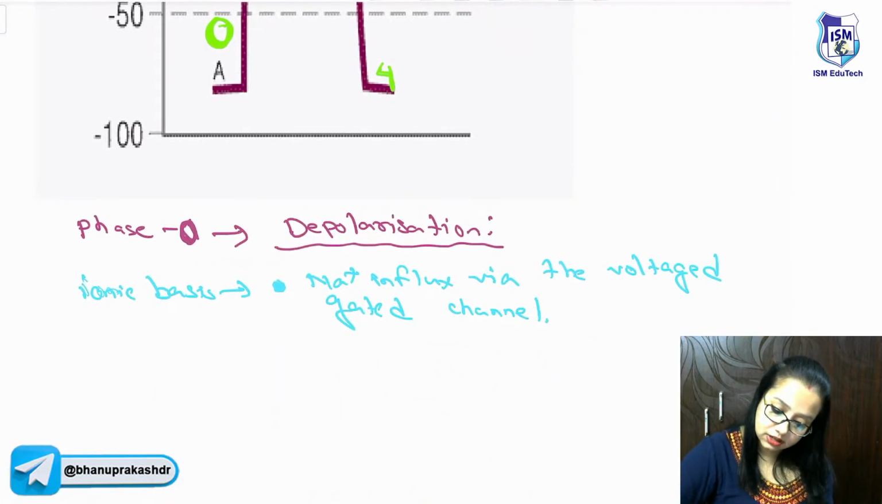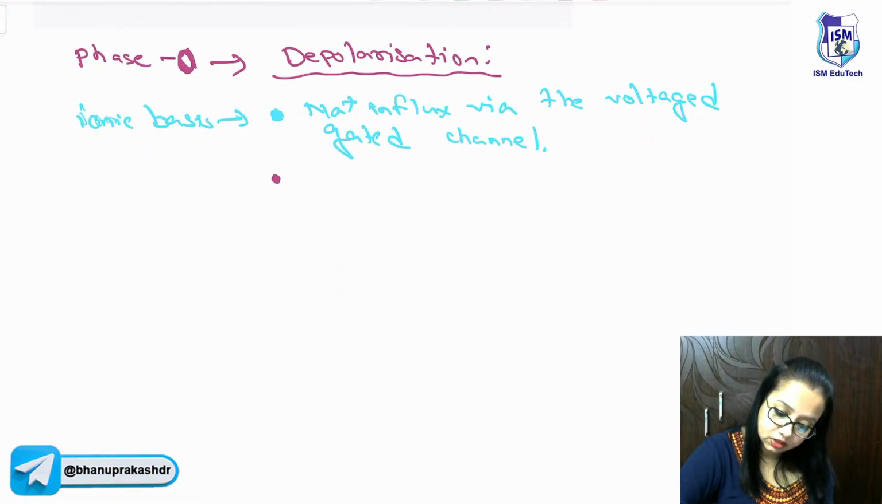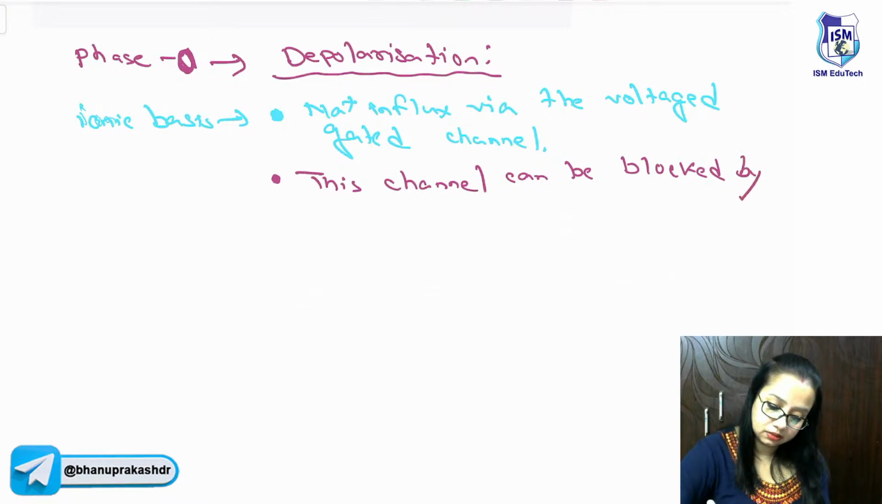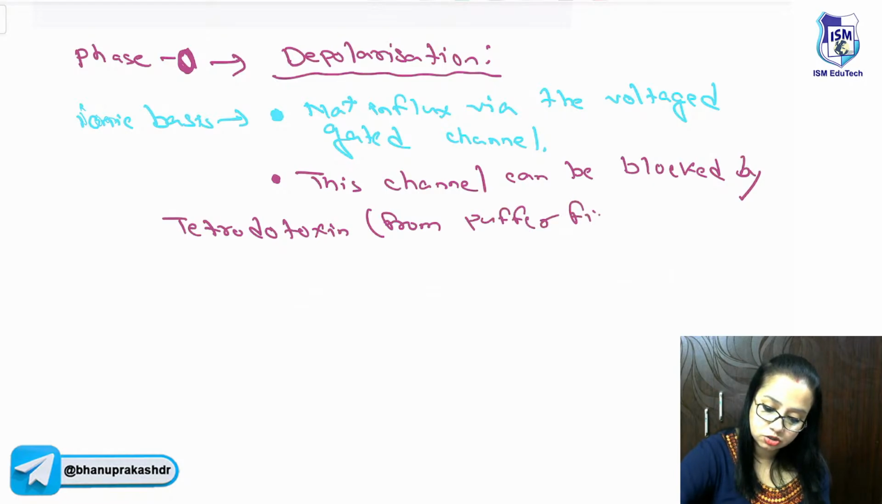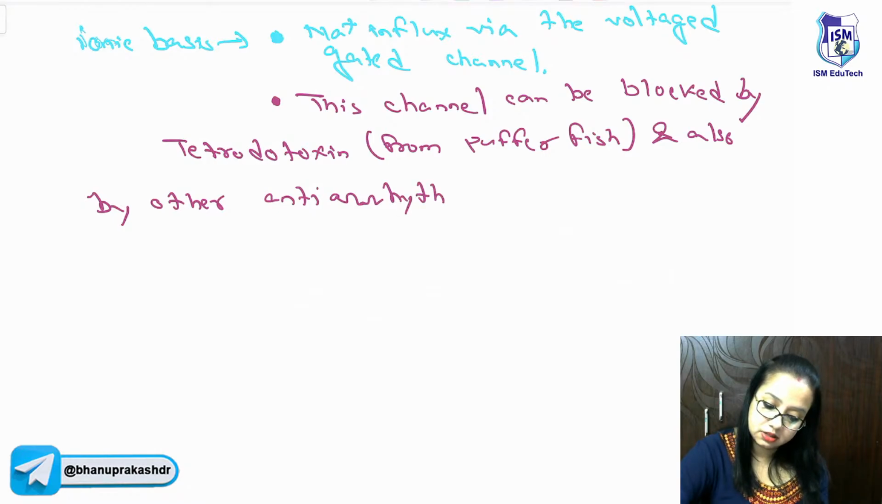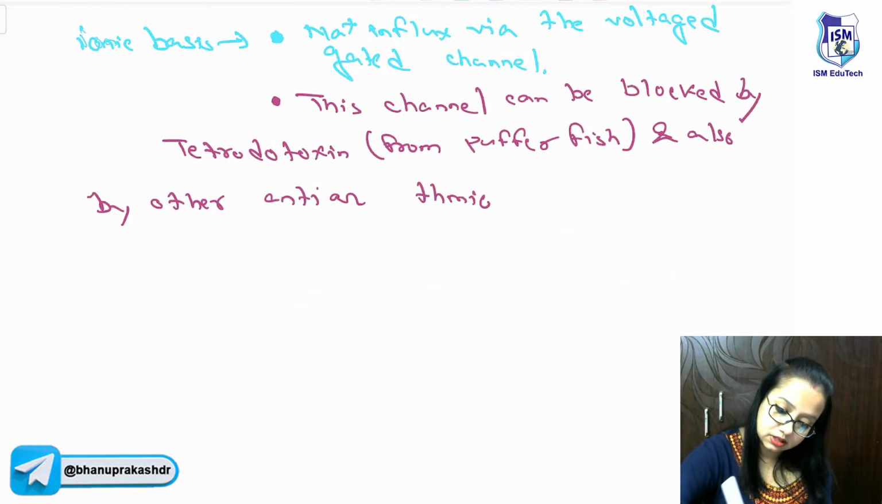Now, what is its clinical implication? Its clinical implication, or the applied part, is that this channel can be blocked by tetrodotoxin from pufferfish and also by other anti-arrhythmic drugs.